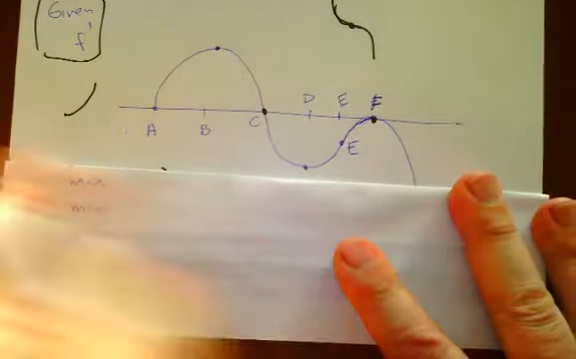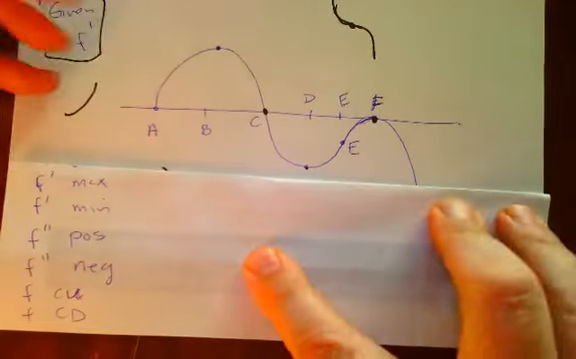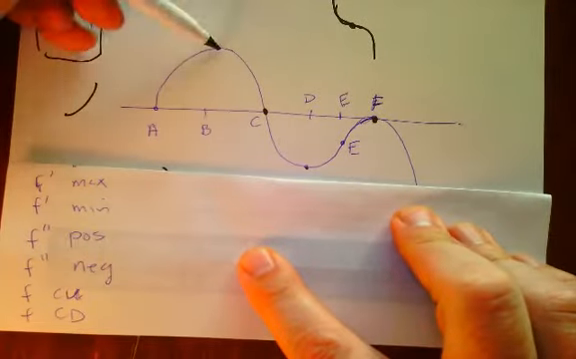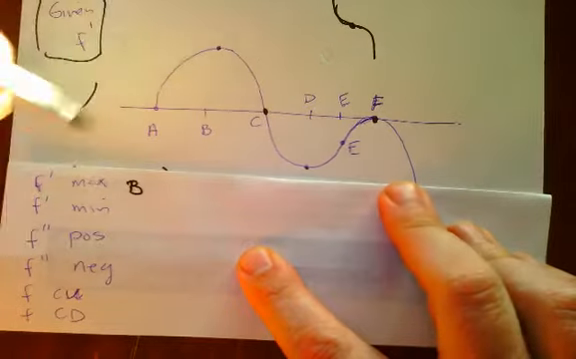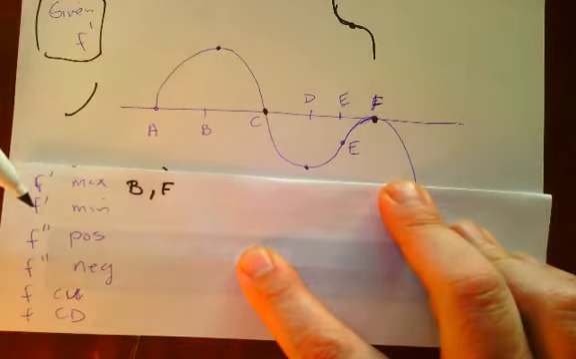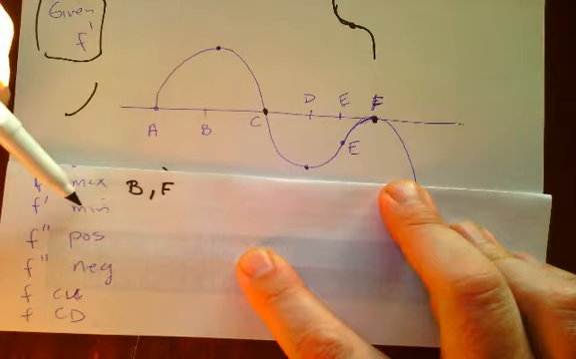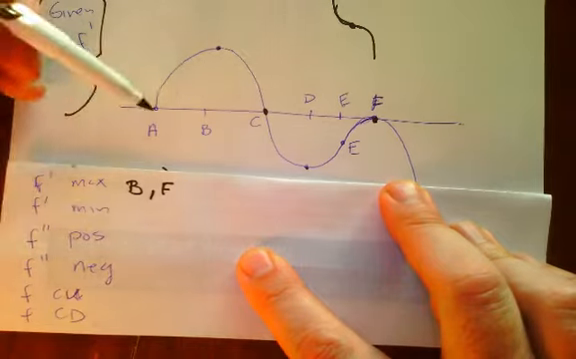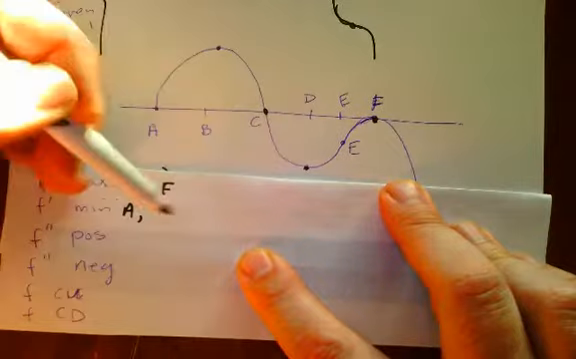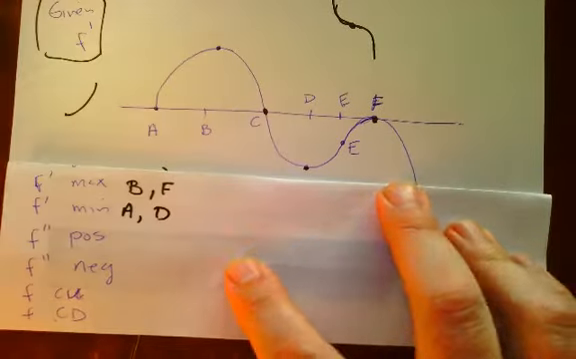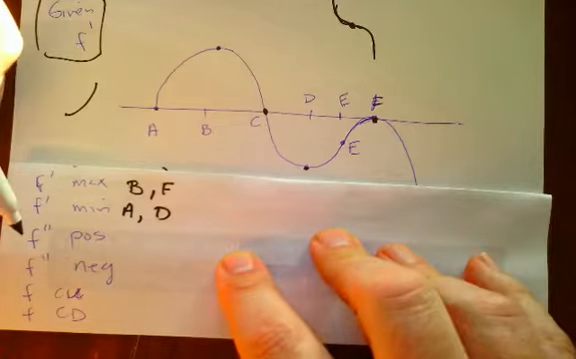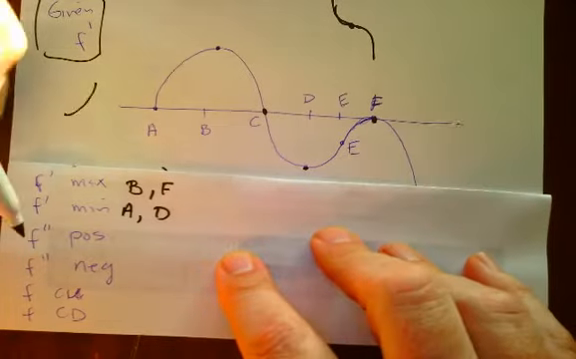Okay, I'm going to fold this up so that we have some more space. Now we want to know when f prime has a max. Not f has a max, but f prime has a max. And f prime is the graph we're looking at. It has a max at B. It also has a relative max at F. And f prime has a min. Well, f prime has a min here at A, and also a min here at D.